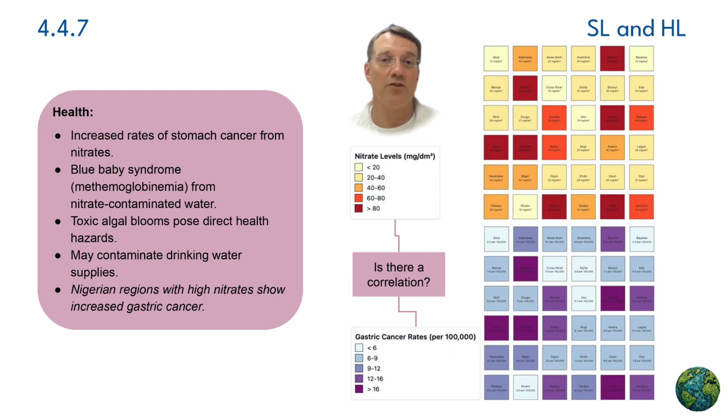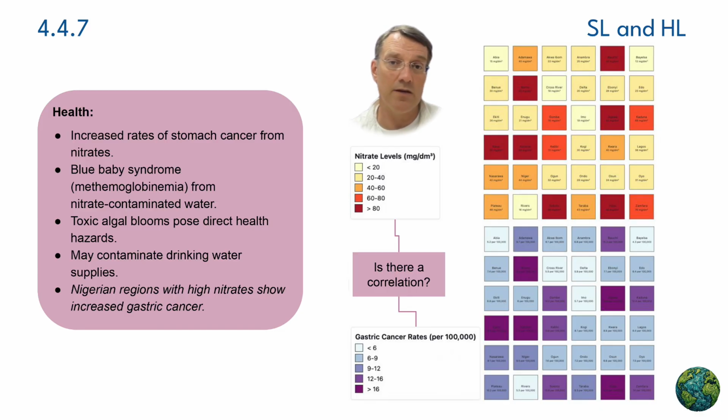The health consequences of eutrophication are pretty serious. Research has linked increased rates of stomach cancer to nitrates in drinking water. Blue baby syndrome occurs when infants drink nitrate-contaminated water. Nitrates interfere with the blood's ability to carry oxygen, which can be fatal for young children. Toxic algal blooms pose direct health hazards, producing toxins that can cause liver damage, neurological problems, and skin irritation in people. Contaminated drinking water supplies affect entire communities.